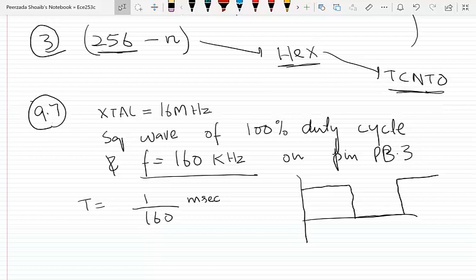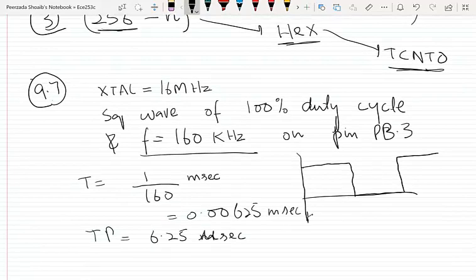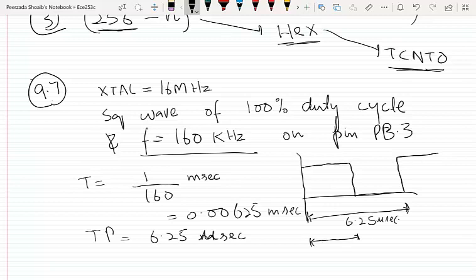That is 0.00625 milliseconds, or we can say the time period is 6.25 milliseconds. Oh, sorry, microseconds. So the time period of this wave is 6.25 microseconds. That actually means the square wave is high for half of this time period.